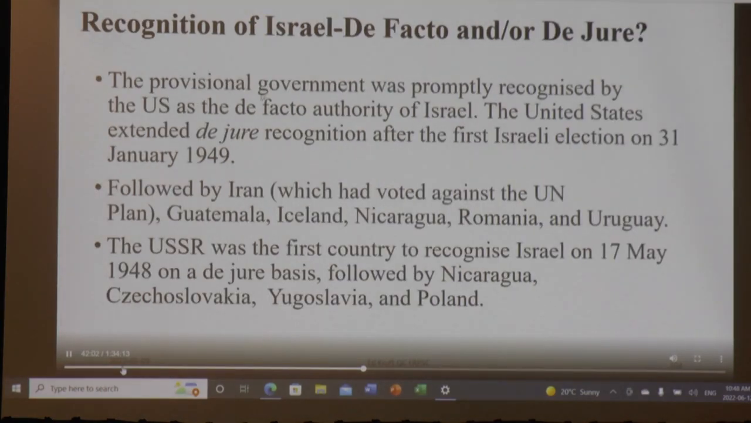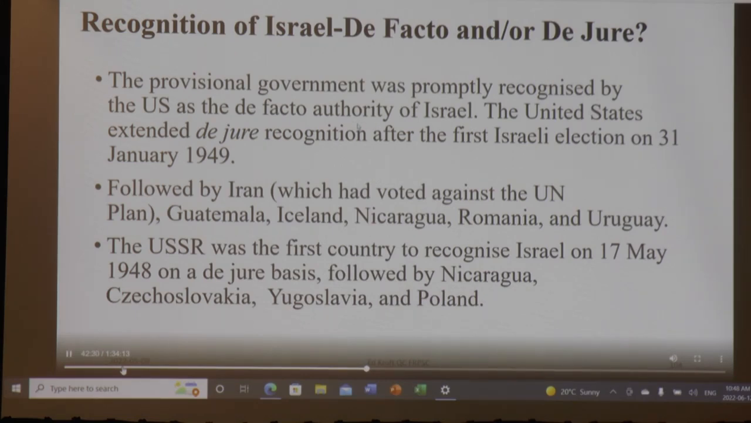It extended de facto recognition of the Jewish state. That is, the United States did. It didn't extend legal recognition of the Jewish state until the first election of Israel that occurred on January of 1949. And what's so interesting from a historical perspective, looking backwards, is Israel was first recognized after the United States by Iran, Guatemala, Iceland, Nicaragua, Romania, Uruguay.